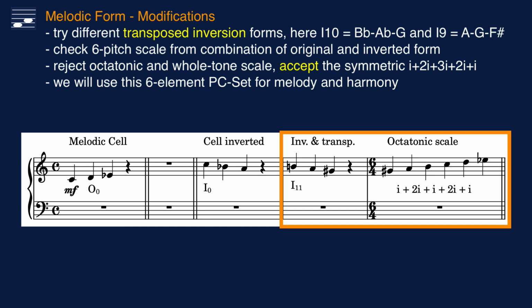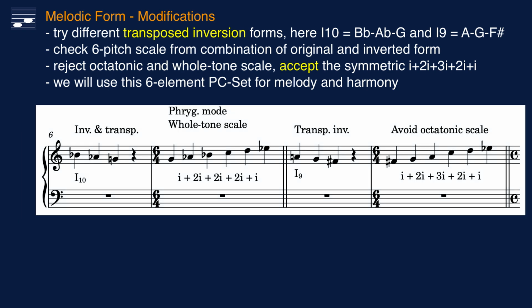Now have a look at the combination of original form O0 and inversion form I11. As I said before, this yields an octatonic scale fragment. For me, this indicates the danger of using a cliché. The octatonic scale has great potential melodically and in the harmony domain, but I immediately felt trapped into the Stravinsky Rite of Spring idiom and its derivatives, totally overused in bombastic epic music. I preferred to avoid the octatonic flavor in my example.